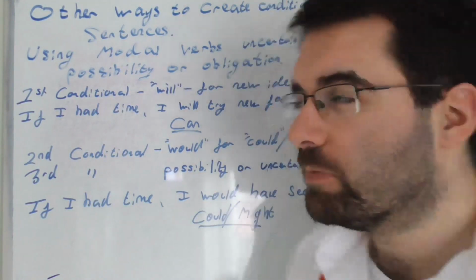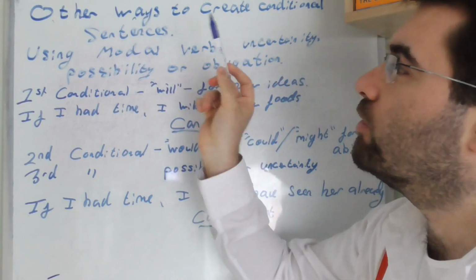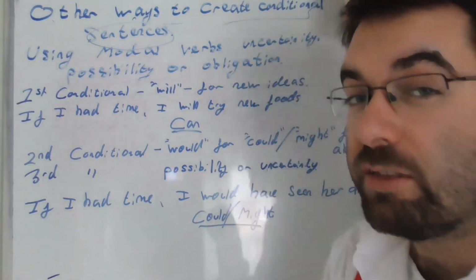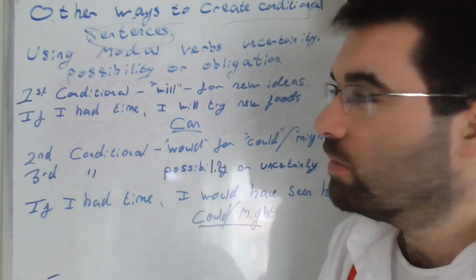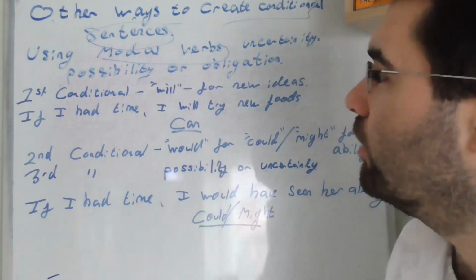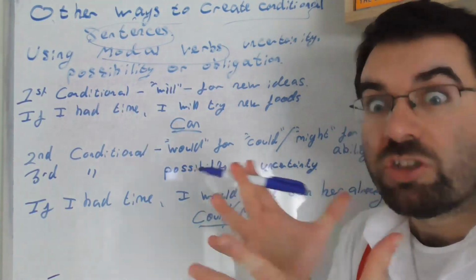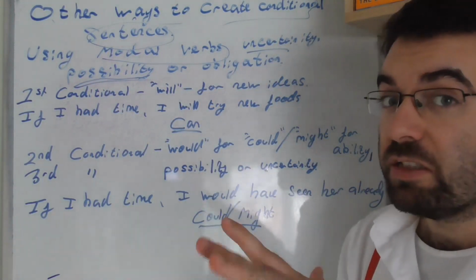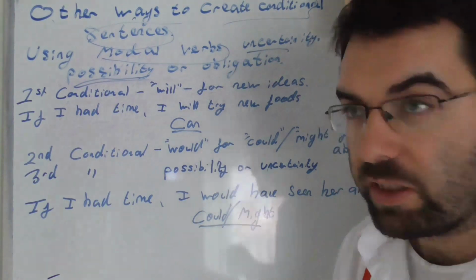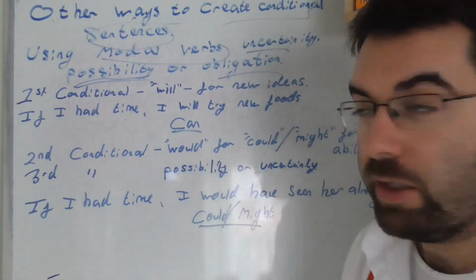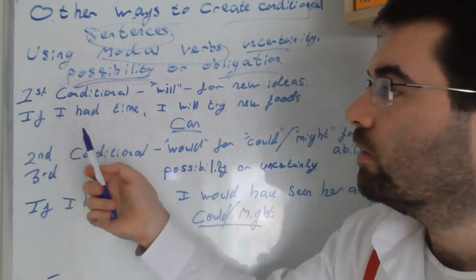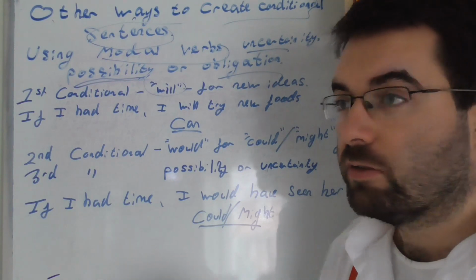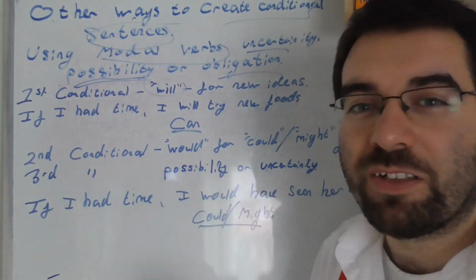Let's get started. So, what other ways are there to create conditional sentences? Let's have a look. Essentially, by moving around the modal verbs. We can use modal verbs to create uncertainty, possibility, or obligation, things you have to do. So in the first conditional, we could replace will to create new ideas, and possibility and opportunity.